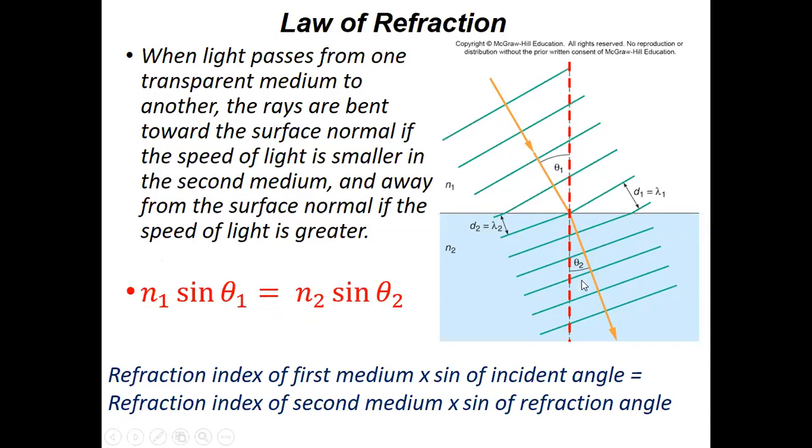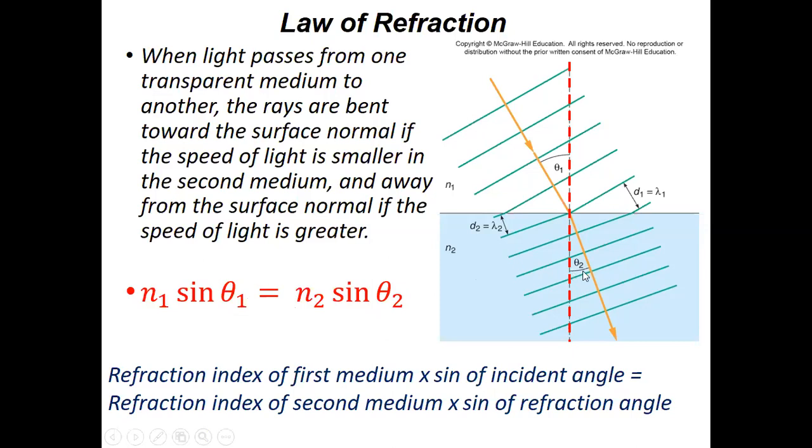Okay, and then the product between these two, and also remember, this is not just the angle, it is the sine value of the angle. And remember, when you are using your calculator, keep it in degree mode, not in the radian mode. You need to take the sine value of the angle times the refractive index of the first medium. That's equal to the refractive index of the second medium times the sine value of the refracted angle.